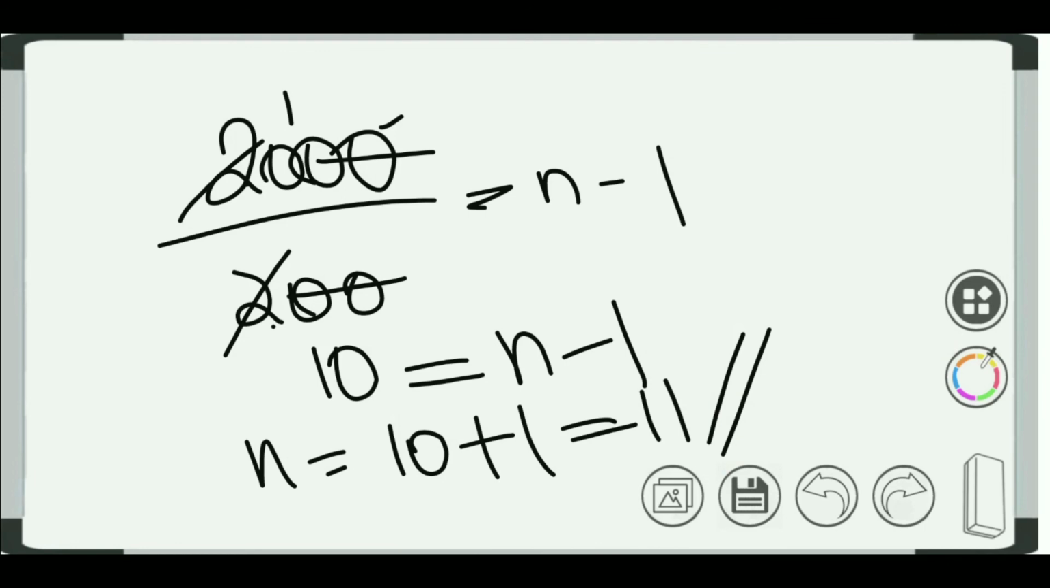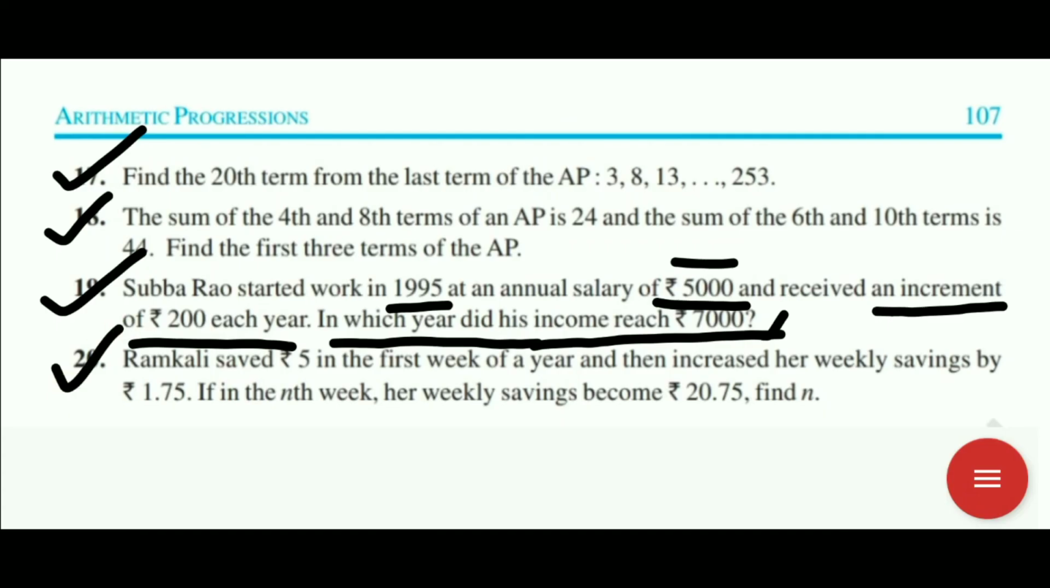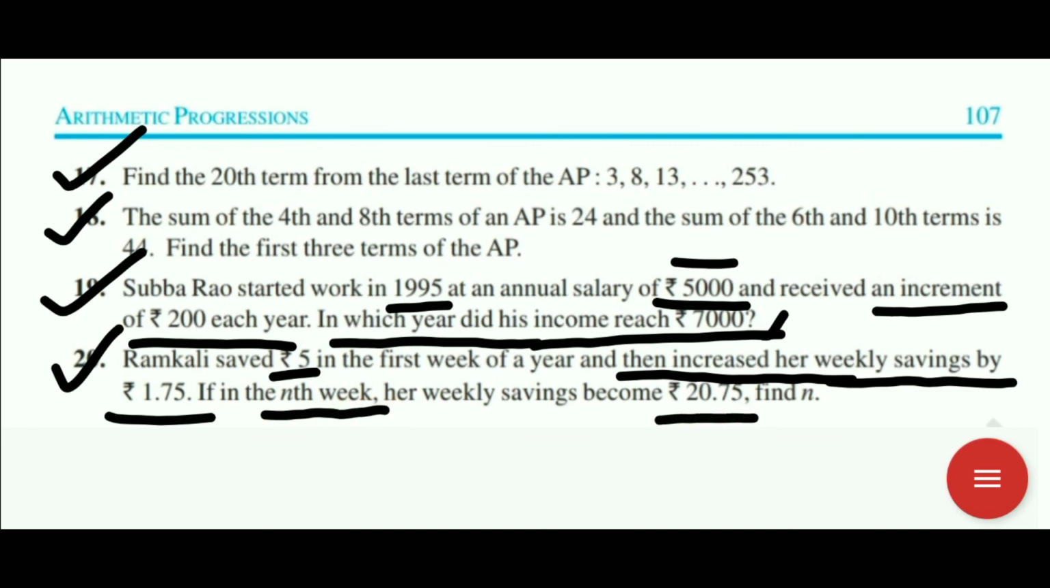Now you can come to the 20th question. Ramkali saved rupees 5 in the first week of a year and then increased her weekly savings by rupees 1.75. If in the nth week her weekly savings become 20.75, find n. The same question, same as 19th one. Both are same. See, you can take 5 as the first term, 1.75 as the common difference, and this one as the an value. Now you can find the value of n.